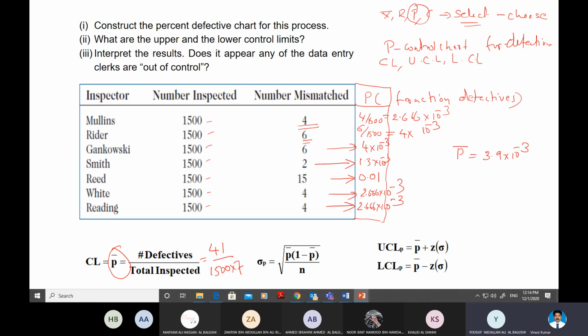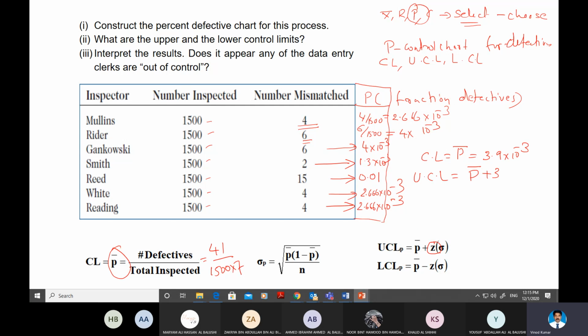What is P bar? The middle line, the control limit, is P bar, which is 41 divided by 1500 multiplied by 7, so 3.9 times 10 to the power minus 3. So what is the upper control limit? For the upper control limit, we always go for Z = 3, so P bar plus 3 sigma.